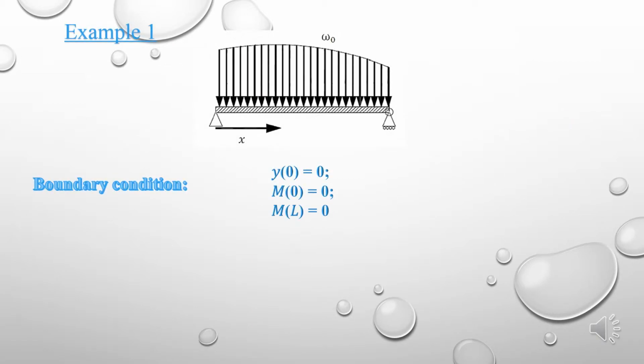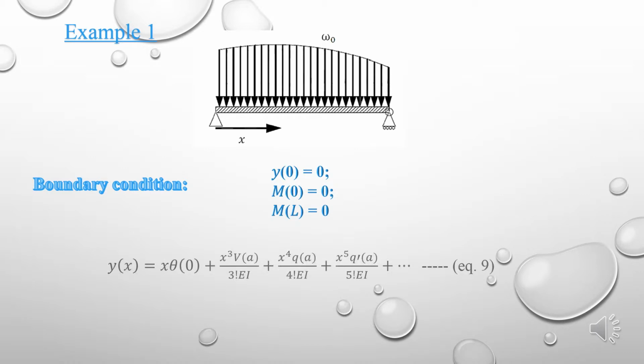Here comes an example on how we are going to apply Taylor series in calculating the deflection of a beam. This figure shows a simply supported beam under a distributed load. For a simply supported beam, we have the boundary conditions as shown above. Hence, the Taylor series expansion for the deflection of the beam can be expressed.